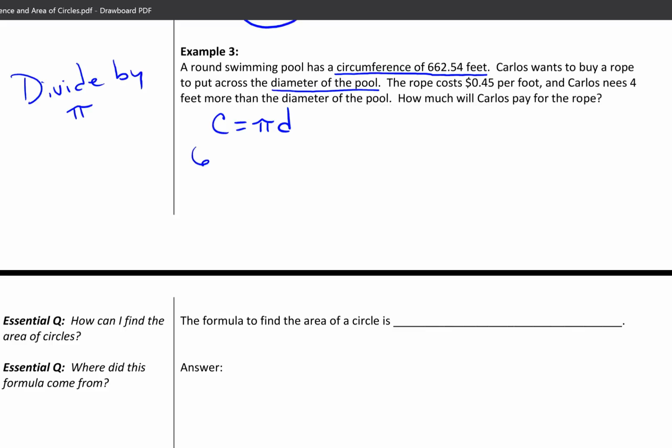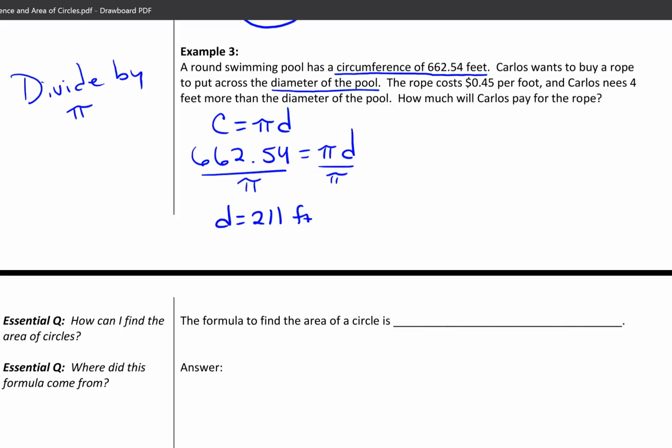And if our circumference is 662.54 feet, we just plug that into our formula, and we have a one-step equation. You probably noticed that a lot of what we do in math comes back to equations. So we'll solve this by dividing both sides of our equation by pi, or 3.14. And we'll just calculate that real quick. 662.54 divided by 3.14 gives me a diameter of 211 feet.